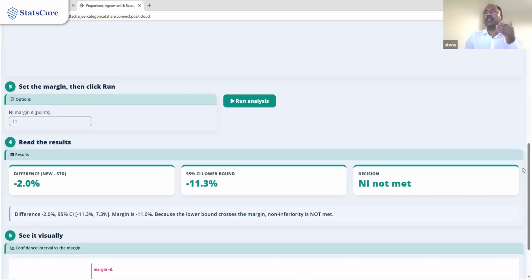What is the ultimate interpretation? Can any of you say what it means that NI is not met? How are we going to make the interpretation out of that? Is it because the lower bound is crossing the margin value? Yes. It's because of what we said.